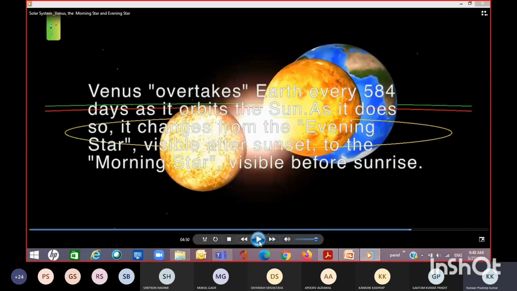Venus overtakes Earth every 584 days of the sun. As it does so, it changes from the evening star visible after the sunset to the morning star. Were you able to figure out during that revolution the diagram which I made about being morning and evening star, because the Earth was also rotating? If you want, I can show you that again. That concept is not explained here, but probably if you look at the diagram, you can understand.